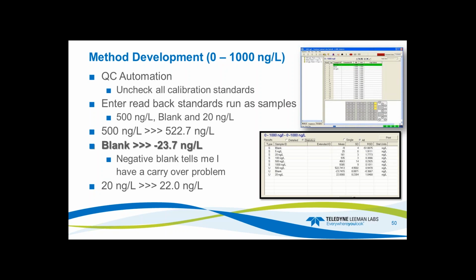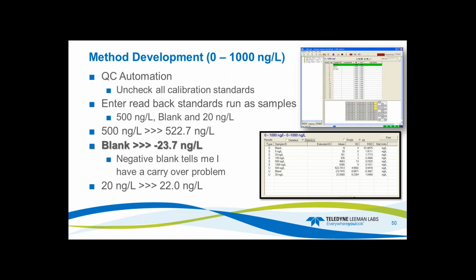So the 500 came back at 522, that's okay. Blank came back at minus 23.7 or 24 nanograms per liter. So what am I looking at? That tells me with the negative blank, I'm going to have some type of carryover problem, so I need to fix it. And then the 20 came in at 22.2 nanograms per liter, so that's okay. So the method's almost set, but I have a blank issue.